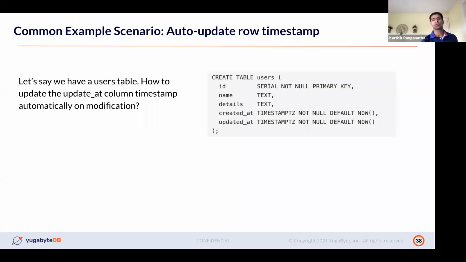Okay, so let's run through just one example because we are close to time. Let's take a very common scenario: you want to auto update a row timestamp. In this example, you have a users table with an ID, name, some details, and an updated timestamp. That's really what we're going to look at. What you want is, every time somebody updates this row, you want this timestamp to get updated. So a very simple paradigm.